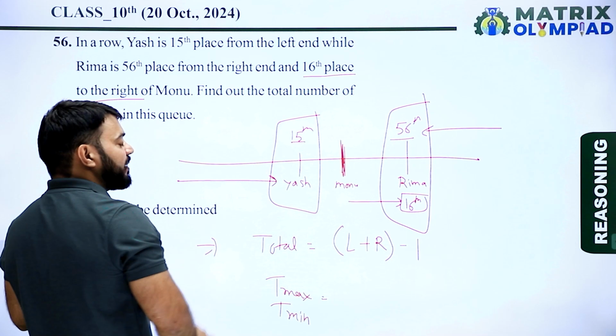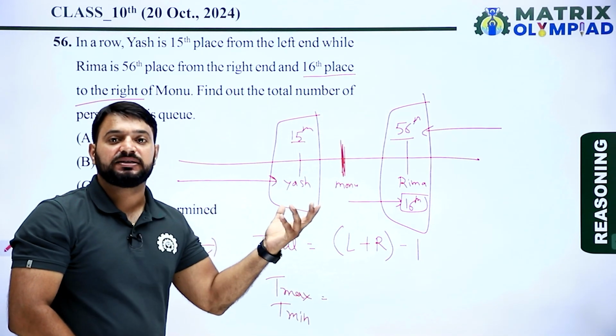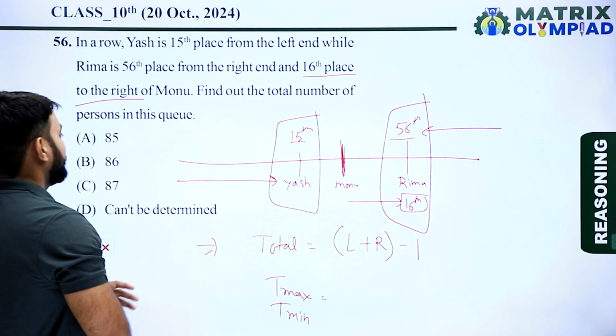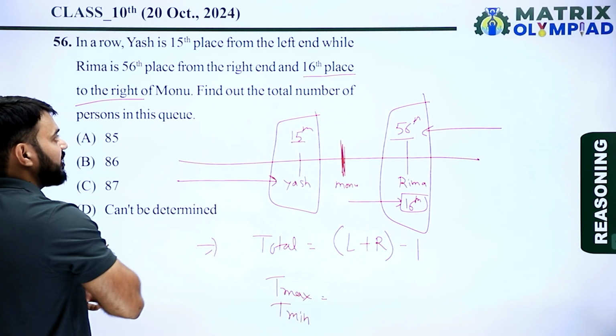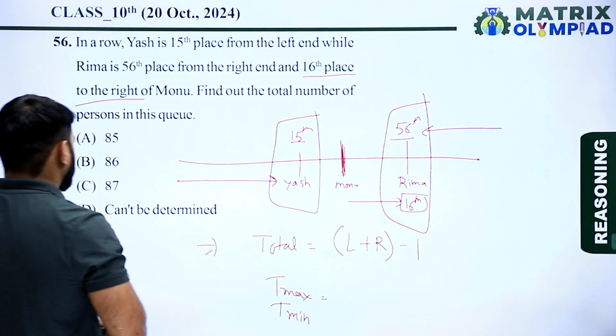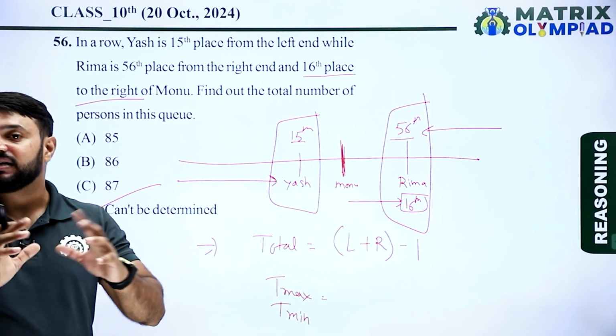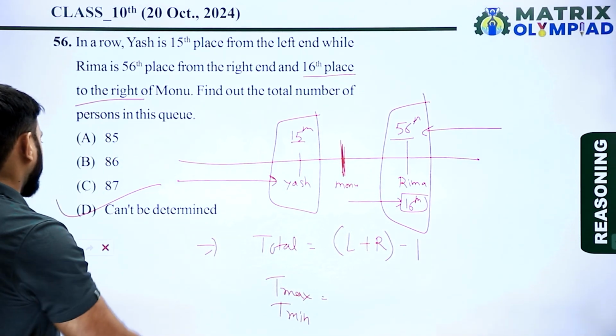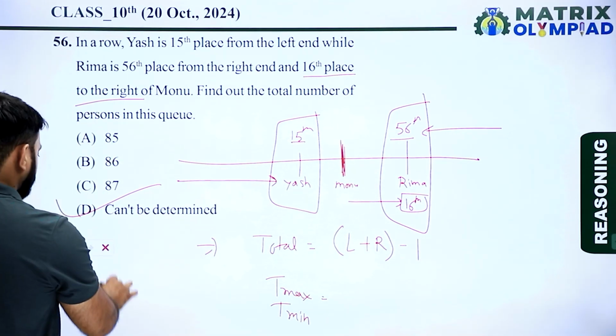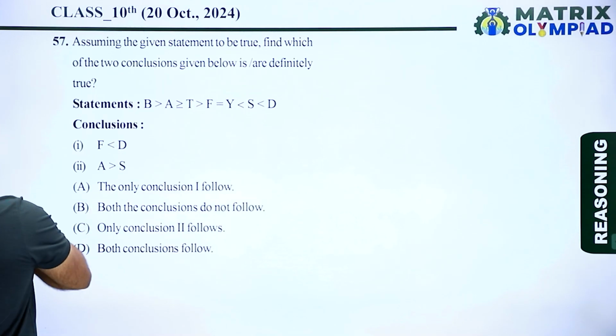Monu may have been there before this, so the number of persons is not given. So in this question we cannot find the total number of persons. So here option D, cannot be determined, is the correct answer of this question. Let's move on to the next question.